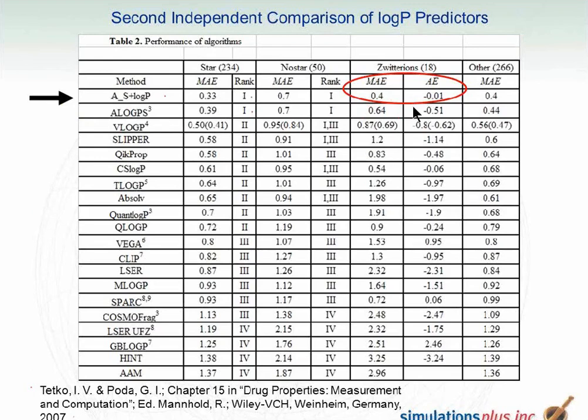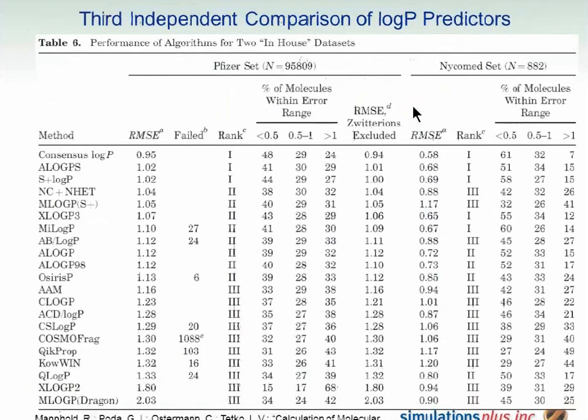This next slide shows the third independent comparison of log P predictions. This was published by Mannhold in 2008 and shows our log P performance on a very large data set of about 96,000 compounds. It also included a data set called Nycomed that included 882 compounds. You see again the S+logP model ranked number one, again with the tie with ALogPS. This is a consensus model of multiple models here, so we'll go with that one now.